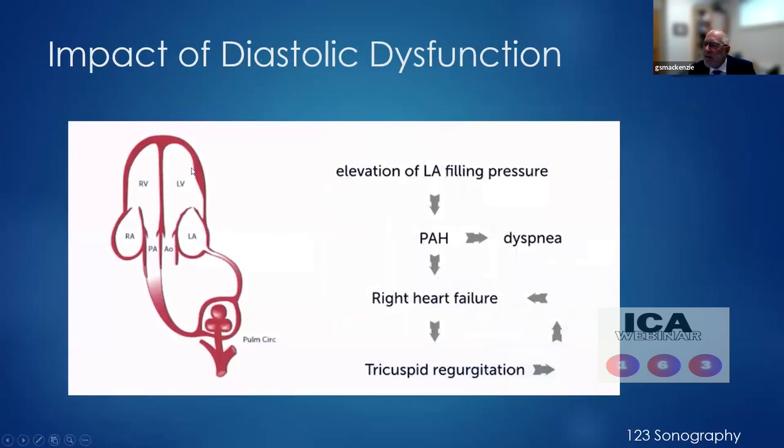Well, a stiff left ventricle can lead to high left atrial pressure. And this will translate into high pressures into the pulmonary venous system and eventually into high pulmonary pressures. And all of this can lead to dyspnea. The high pulmonary pressures can lead to right heart failure because of a chronically increased RV afterload. So the RV may dilate, leading to secondary tricuspid regurgitation, and you've created a vicious cycle in a number of untreated or poorly treated patients.